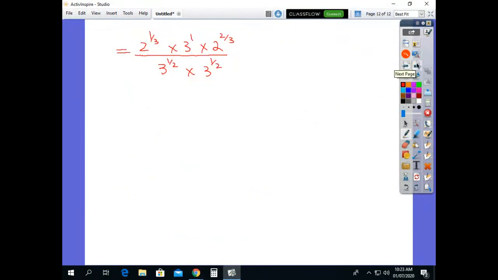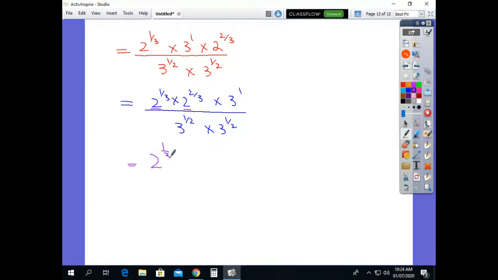Now, after more simplification, we see here, if we write 2 raised to power 1 by 3 and 2 raised to power 2 by 3 and 3 raised to power 1. Similarly, 3 raised to power 1 by 3, 1 by 2 and 3 raised to power 1 by 2. Here we see that some bases are the same. That is, the base 2 is the same as the base 2. We add the powers of 2, which becomes 1 by 3 plus 2 by 3.